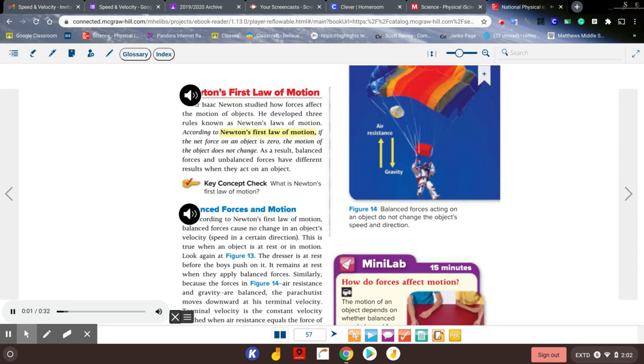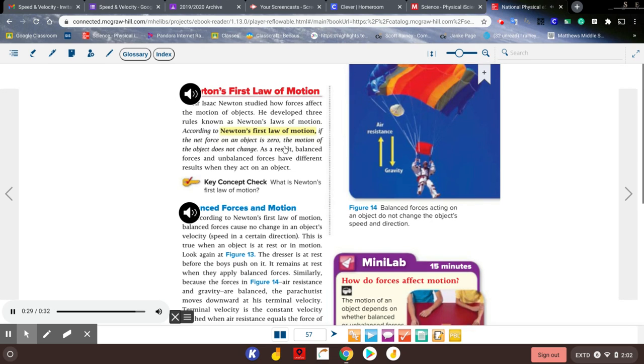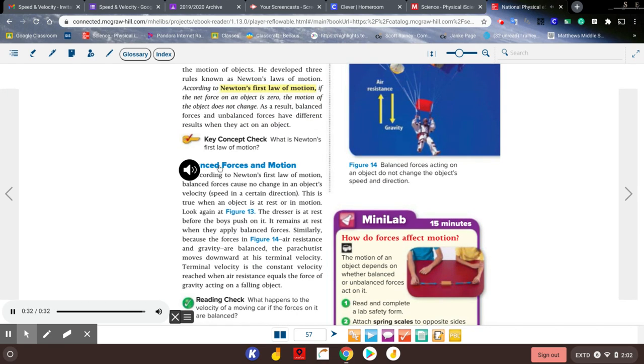Newton's first law of motion. Sir Isaac Newton studied how forces affect the motion of objects. He developed 3 rules known as Newton's laws of motion. According to Newton's first law of motion, if the net force on an object is zero, the motion of the object does not change. As a result, balanced forces and unbalanced forces have different results when they act on an object. Key concept check. What is Newton's first law of motion?